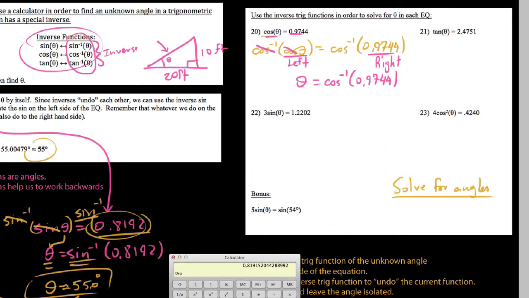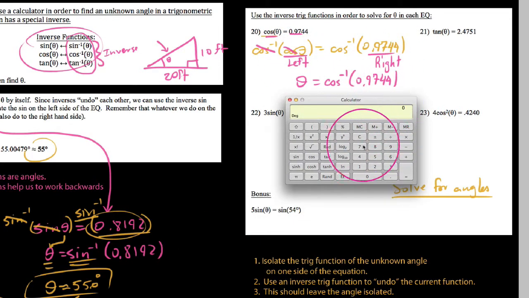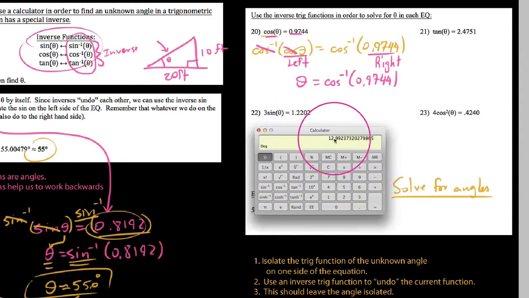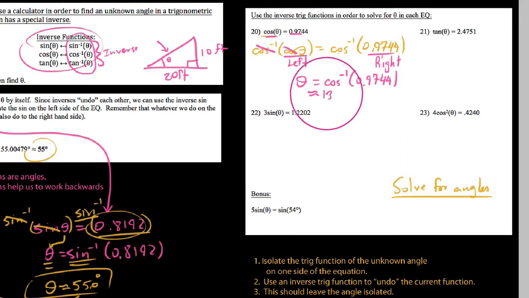Our calculator is the one thing that's going to do the work for us here. So we say, okay, we had 0.9744. We want to take the cosine inverse of this. So cosine inverse, we get about 12.99. I'm going to call this approximately 13 degrees.